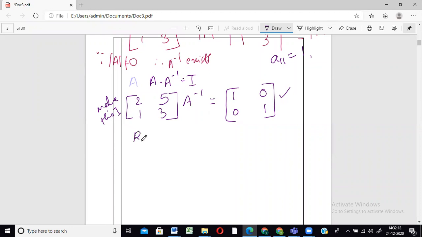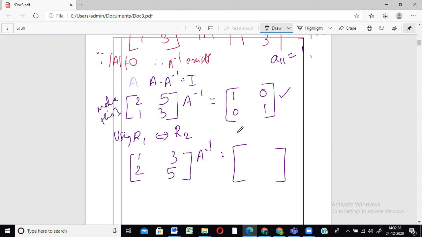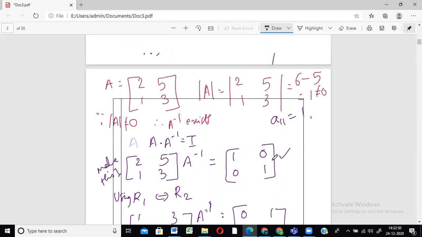So I will interchange these two. R1 will become R2 and R2 will become R1. So what will happen? R1 goes in R2's place and R2 goes in R1's place. So 1, 3 and then 2, 5 over here. A inverse will remain as it is. No change. Here also, as I said, whatever rules you're going to apply on this matrix will always be applied on this matrix as well. So it becomes 0, 1 and then 1, 0. Okay. All right. So what was the next thing?